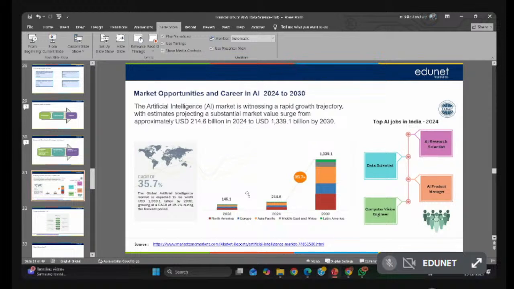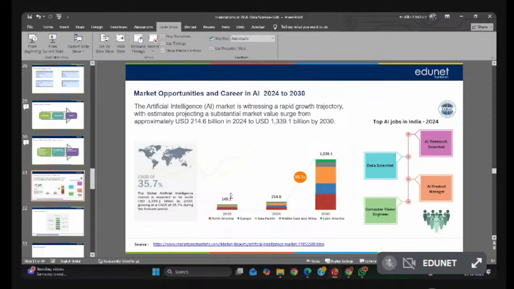Then, market opportunity in AI and the AI career. If you want to develop a career in AI, basically we get 4 kinds of jobs. The first one is AI research scientist. What is a research scientist? If we get any new thing, first we need to do research. Are you getting my point? And for research we require data. So AI research scientists need to collect the data and analyze that particular data. If you are doing that kind of job, we call it AI research scientist.